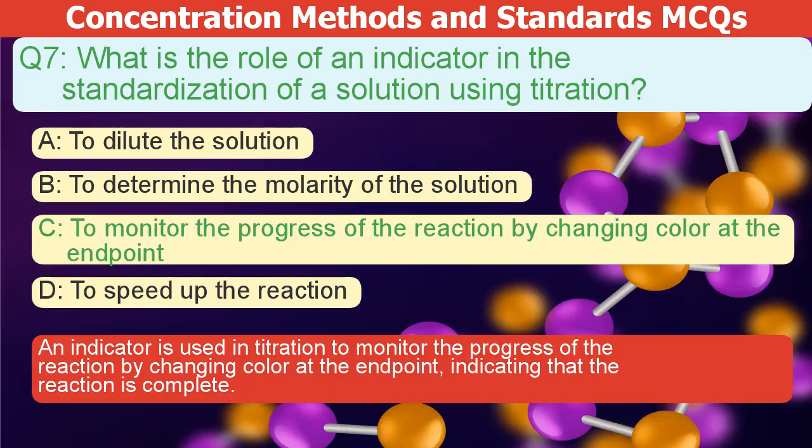The correct answer is C. An indicator is used in titration to monitor the progress of the reaction by changing color at the endpoint, indicating that the reaction is complete.